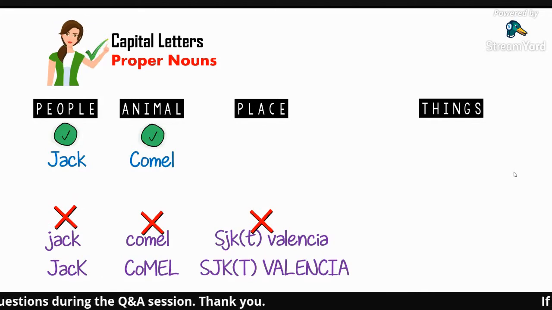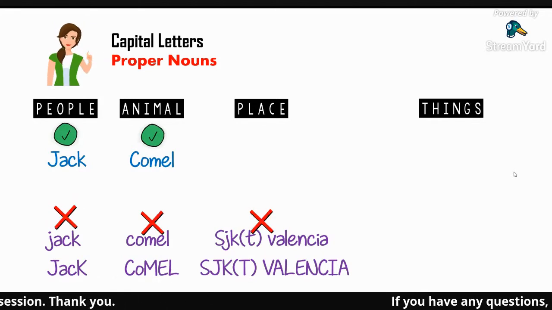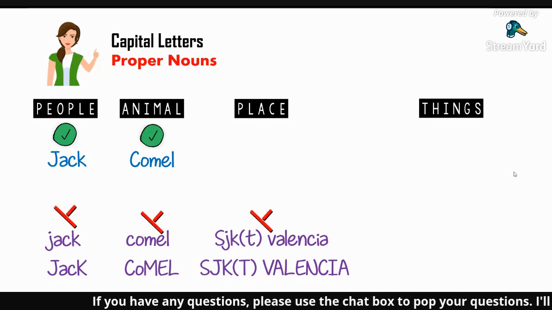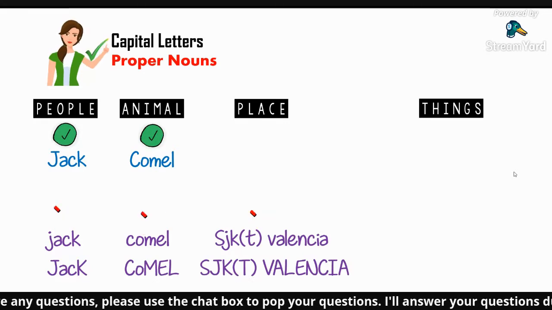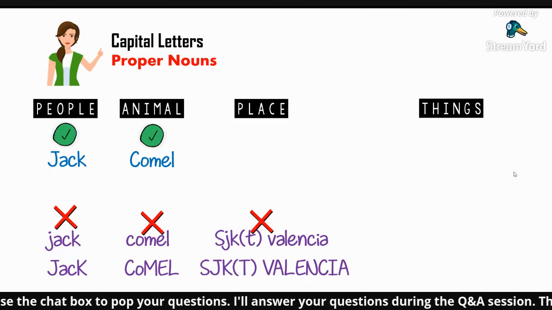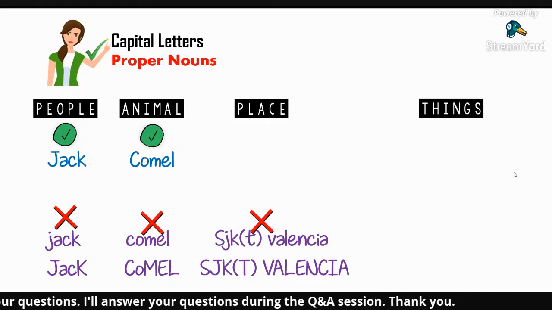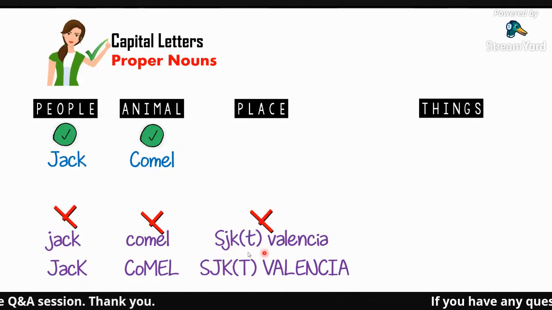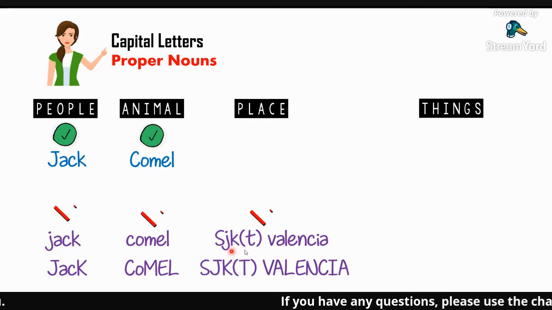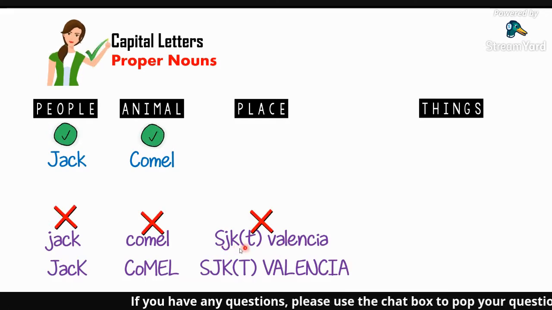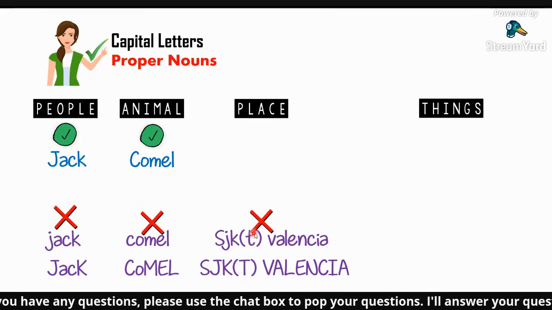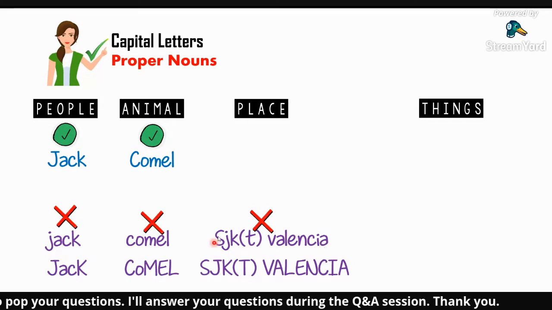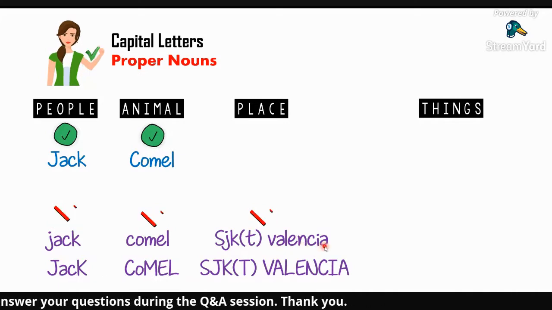Let's move on with place. Yes, this is very common, not only in your section A, your section B, your section C, but in other subjects as well. This is what you tend to do. When you're writing the name of a school, if you look at the SJK, and then in brackets we have the letter T, and Valencia. So it's the name of a school, SJKT Valencia.